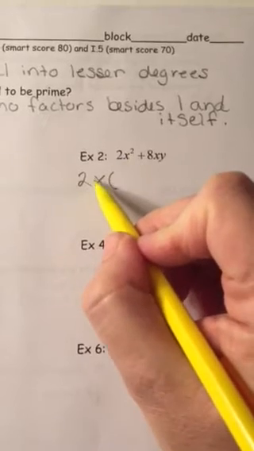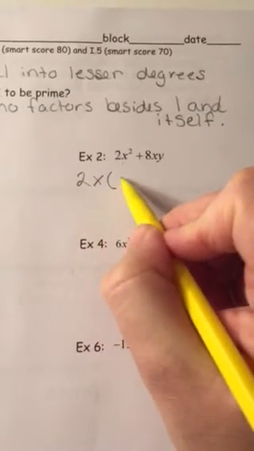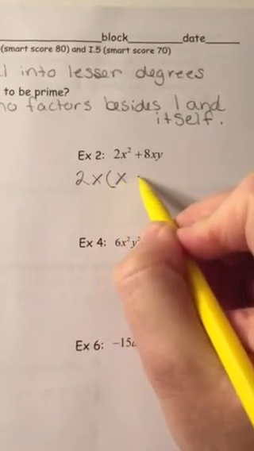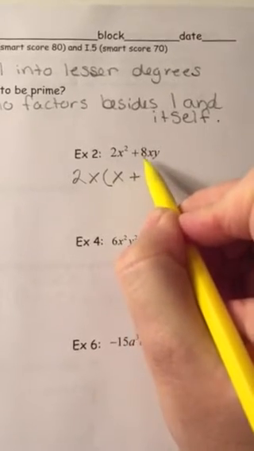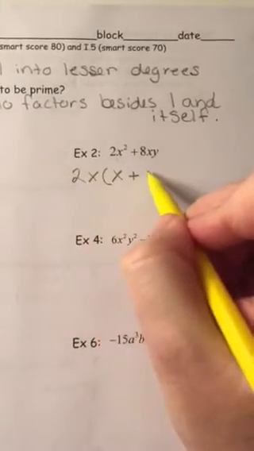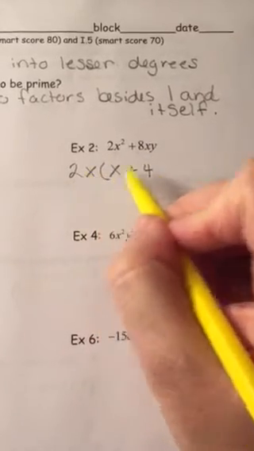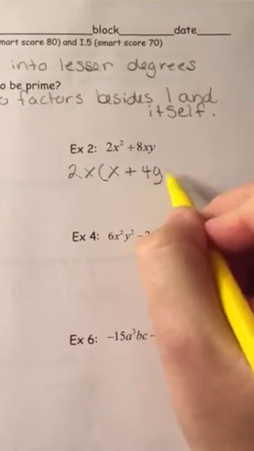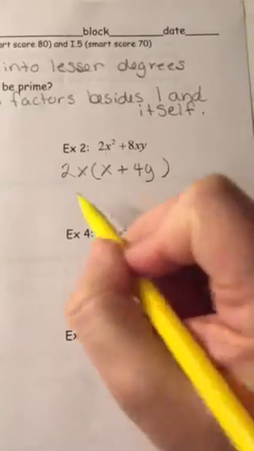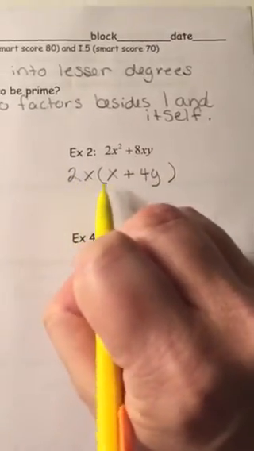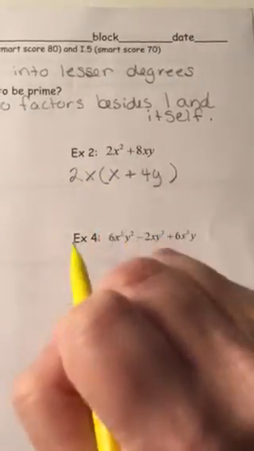So 2x squared divided by 2x would leave me with an x. And then I bring down my plus, and then 8 divided by 2 leaves me with a 4. And then the x and the x would cancel, and then I would be left with a y. And then if you wanted to check your answer, take your 2x and distribute it back in, and you will get back to your beginning problem.